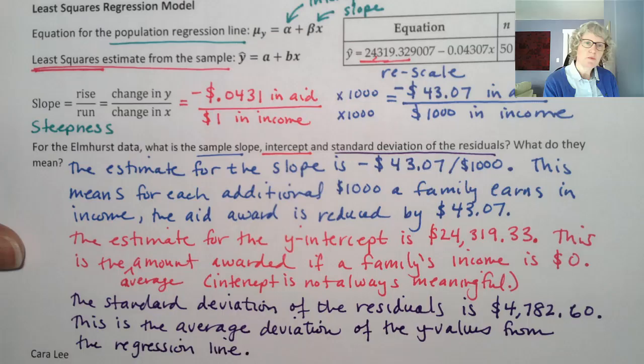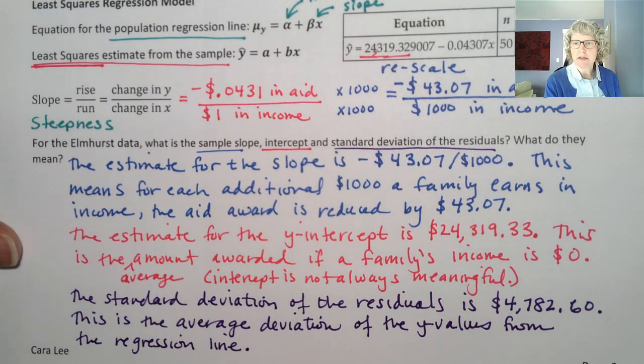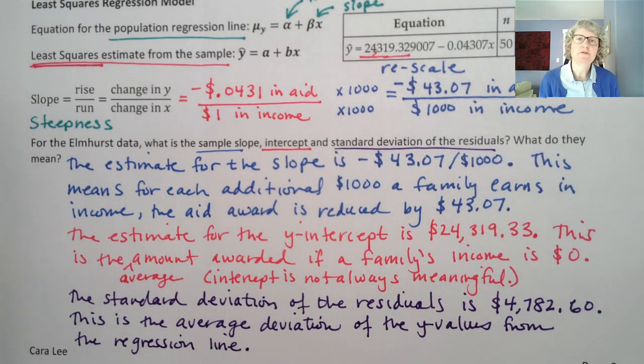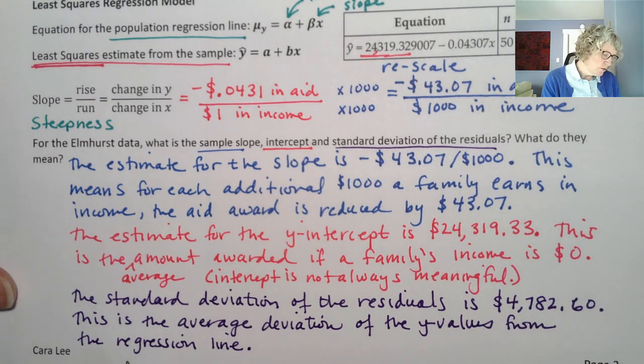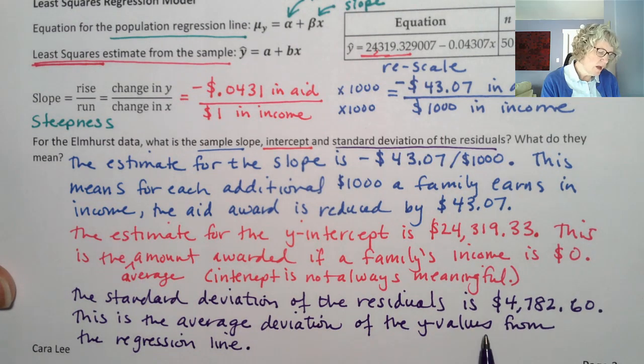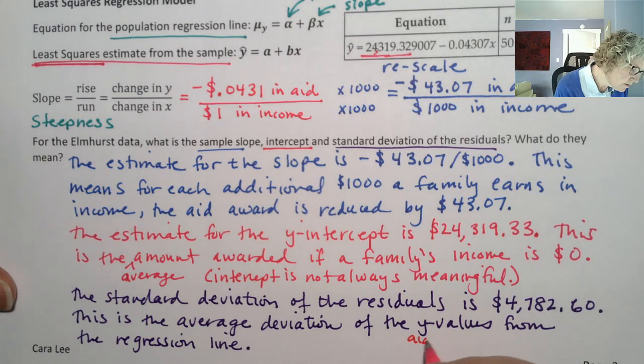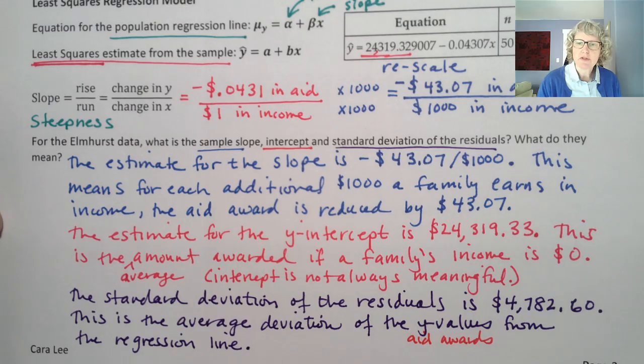This matches up with what standard deviation means in Stats 1. It's the average deviation from the mean, right? So think of the regression line as kind of like the mean. It's kind of an average. And so we're talking about the average deviation of the y values, or the aid awards, from average, or from the regression line, okay?